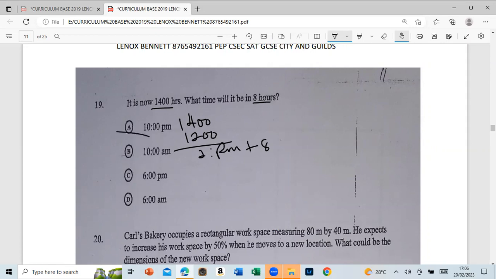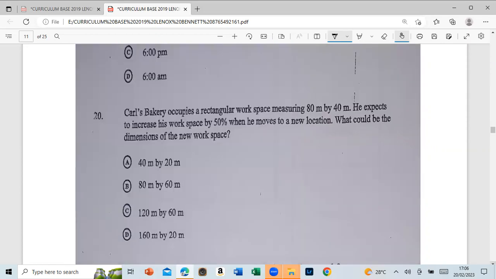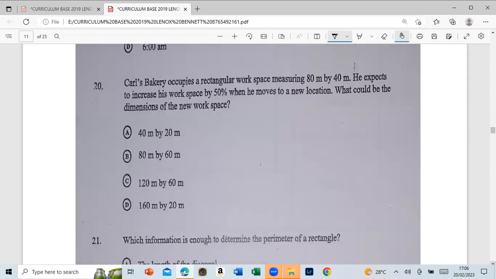Very nice question. It says Carl's bakery occupies a rectangular workspace measuring 80 meters by 40 meters. He expects to increase his workspace by 50% when he moves to the new location. What could be the dimension of the new workspace? Alright, so we have two measurements. So let's call this one the length.